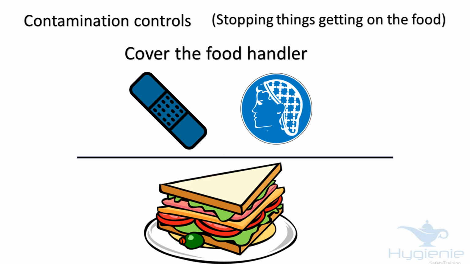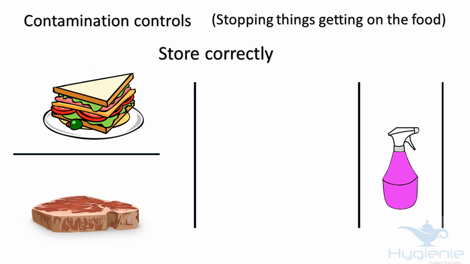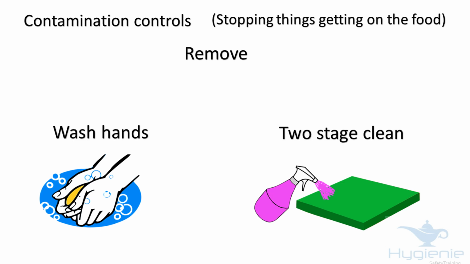We could also cover the food handler, such as with plasters or hair nets. We can also store the food correctly, so raw beneath ready to eat and chemicals separately. And we can remove the bacteria by washing hands or the two-stage clean.